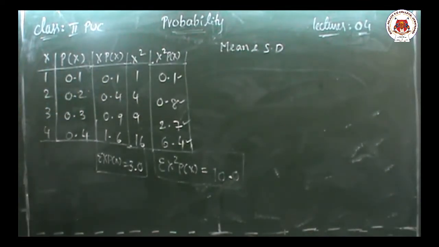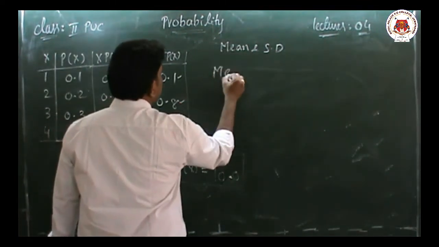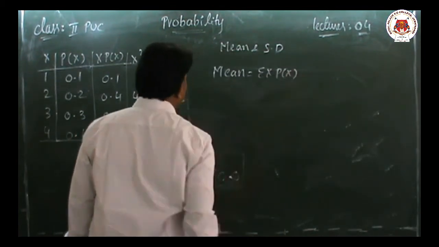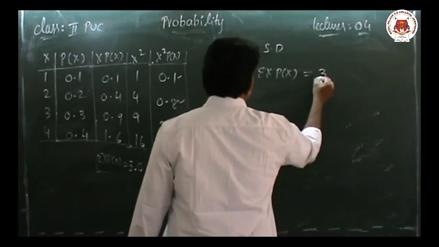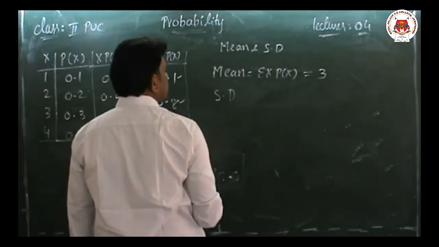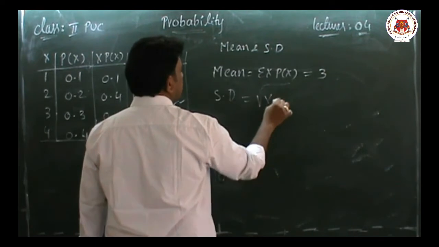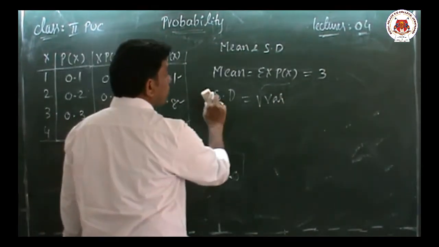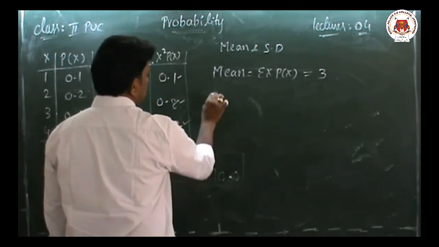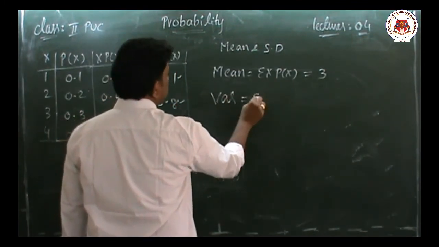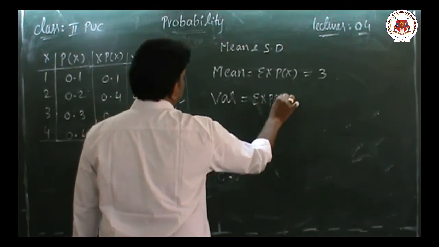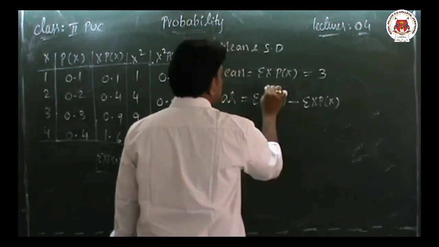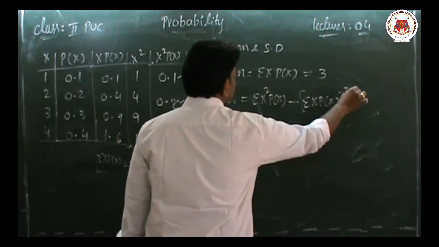Now first he is asking the mean. So what is the mean formula, children? Mean formula is summation of x into p of x. The answer is 3. Next is the standard deviation. Standard deviation formula is square root of variance. But we don't have the variance, so first we have to find the variance. What is the variance formula? Summation of x square into p of x minus the whole square of summation of x into p of x.